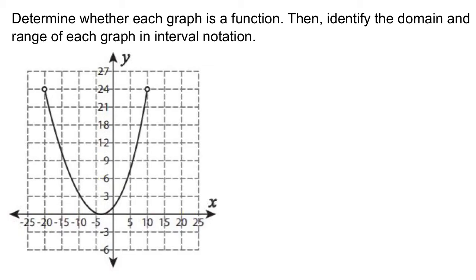In this example, we have to determine whether it's a function, then identify the domain and range of each graph in interval notation. So first, in order for something to be a function, it has to pass the vertical line test. So in the vertical line test, what you would do is you want to take your vertical line and move it across the graph to make sure it only ever passes it once. And I can see that if I take my vertical line and I cross it, it only ever crosses the graph at most once. So we can determine that this passes the vertical line test.